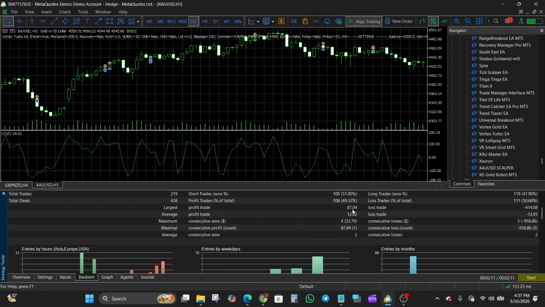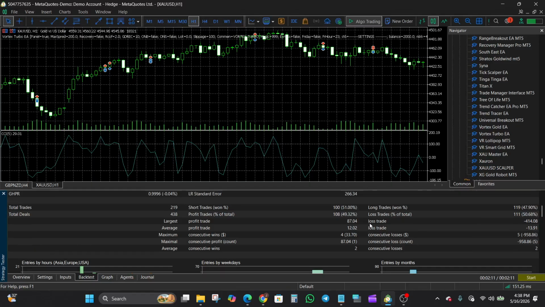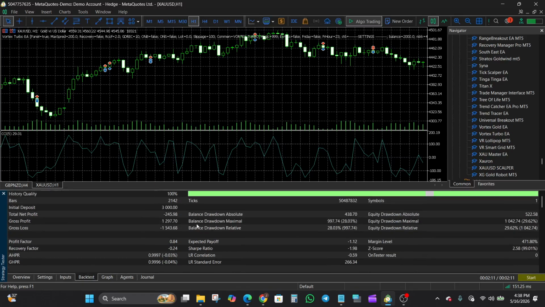Now, the largest profit trade was $87.04, and the largest losing trade was $418.08. The average profit was $12.02. The average loss was $13.91. Now, we have a bad risk to reward ratio here, and we also have a bad win rate. That is the reason why we had a negative net profit, okay? Because combining a bad risk to reward ratio and a poor win rate, of course, you would expect to see a negative net profit.